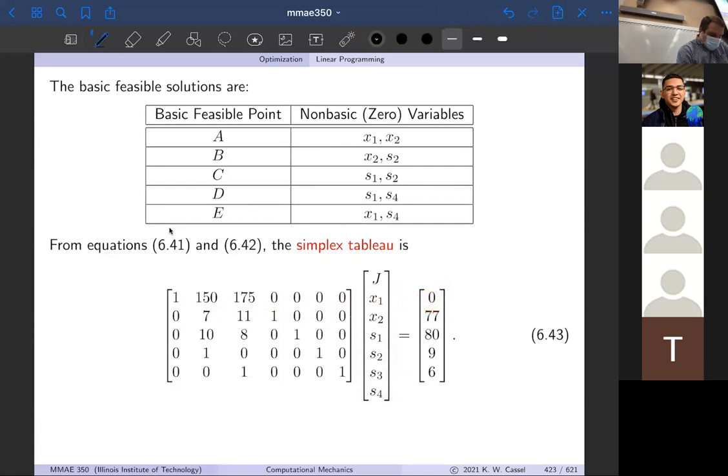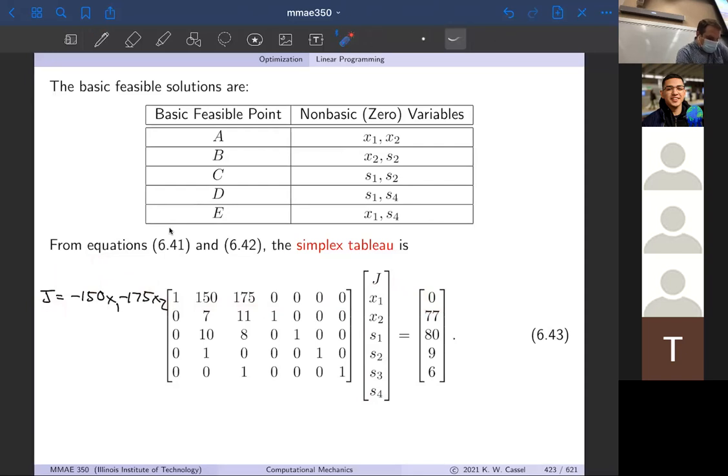So that came from J was equal to minus 150 X1 minus 175 X2. And all I've done is write it into this matrix form. So obviously I brought these over to the other side so that all the variables are on the left. 1 times J, that's from here. 150 times, it's supposed to be an X1.